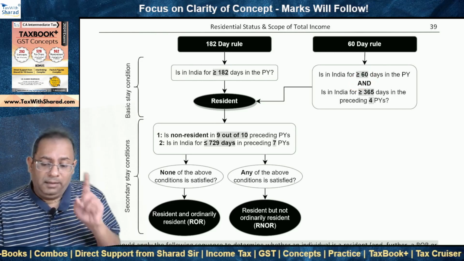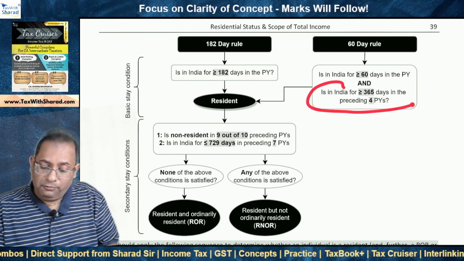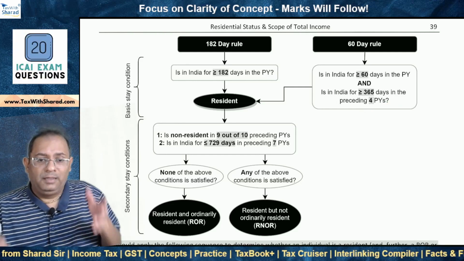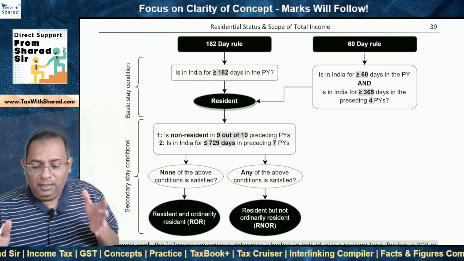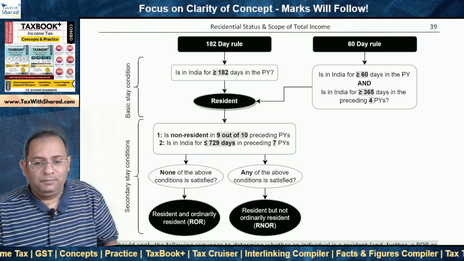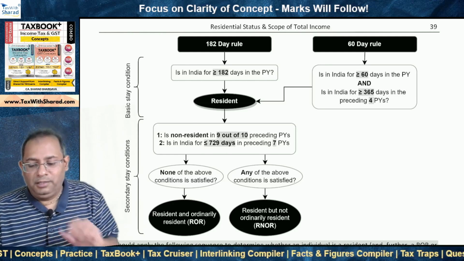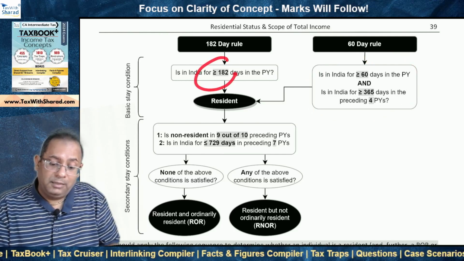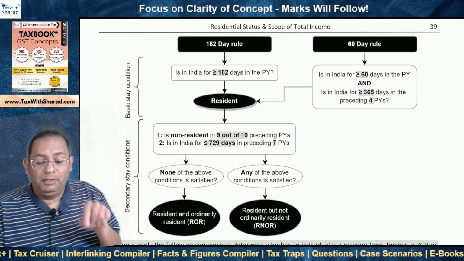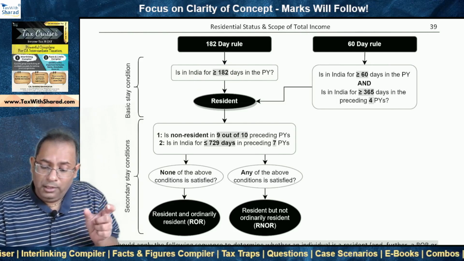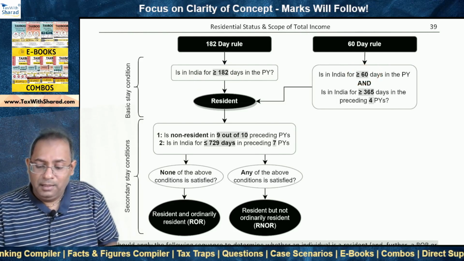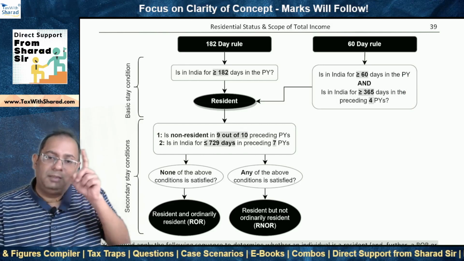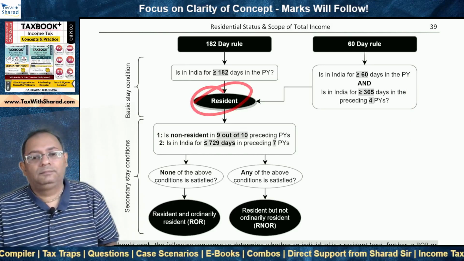And the second condition is that he should have been in India for 365 days or more in the preceding 4 previous years. So at least he should have been in India for an aggregate period of at least 1 year, 365 days or more, in the preceding 4 years. So if these twin conditions are satisfied, then even if the person is in India for less than 182 days in the current previous year, and is there for at least 60 days in the previous year, and further satisfies this 365-day condition, then the person will still be treated as a resident.